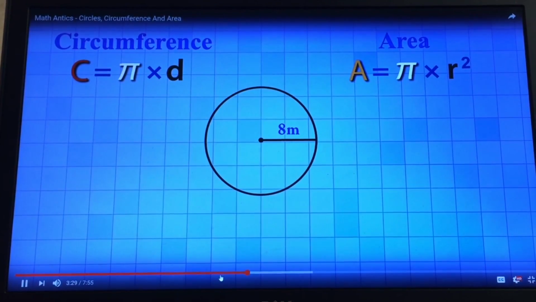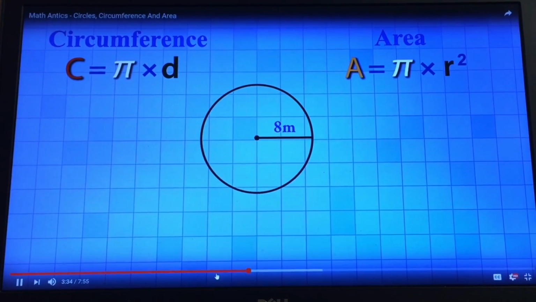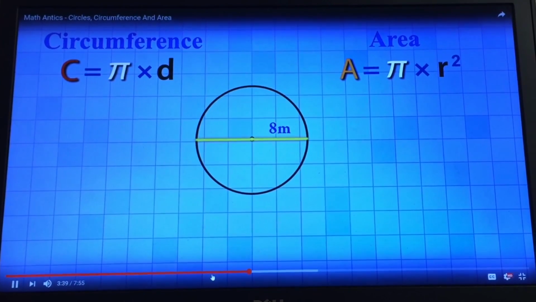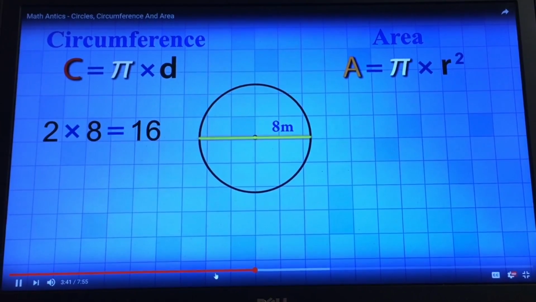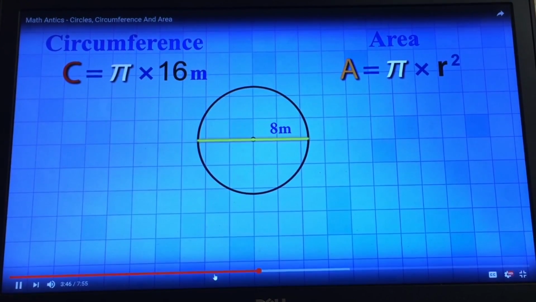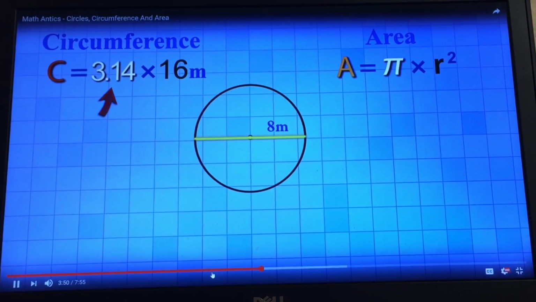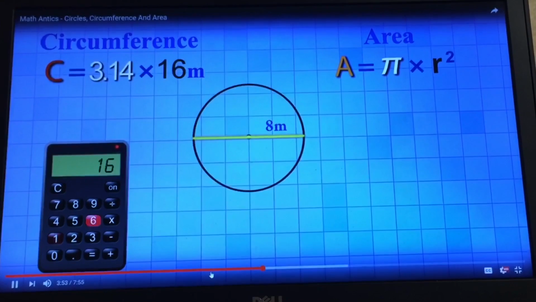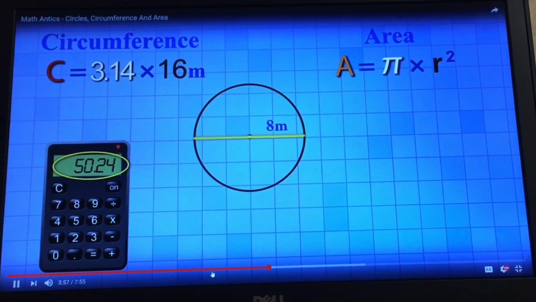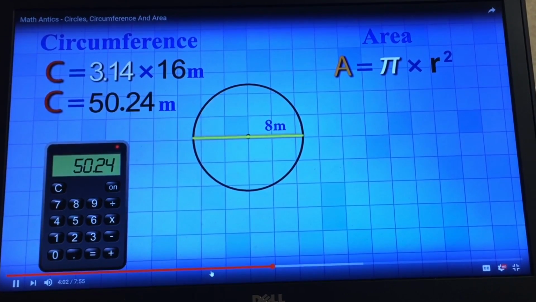First, we use our formula for circumference. Circumference equals pi times diameter. To get the diameter, we take the radius and we double it. That is, we multiply it by 2. 2 times 8 equals 16, so the diameter is 16 meters. Then, we multiply that by pi to get the circumference. Since this is decimal multiplication, I'm going to use a calculator. 16 times 3.14 equals 50.24. So that means that the circumference of this circle is 50.24 meters.